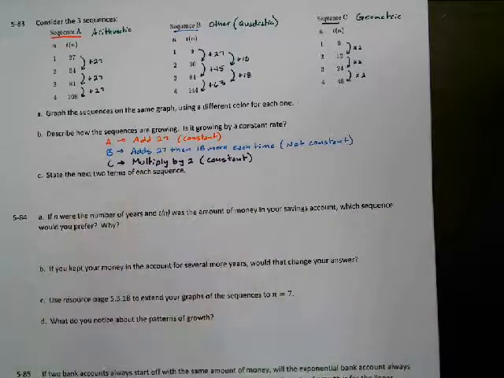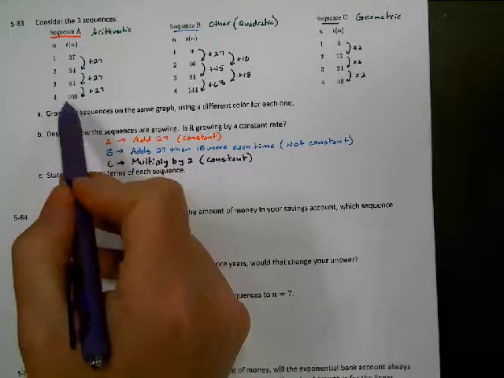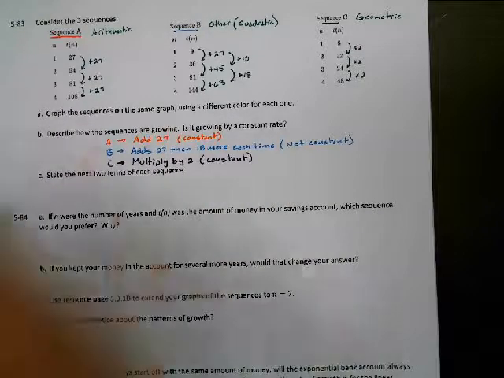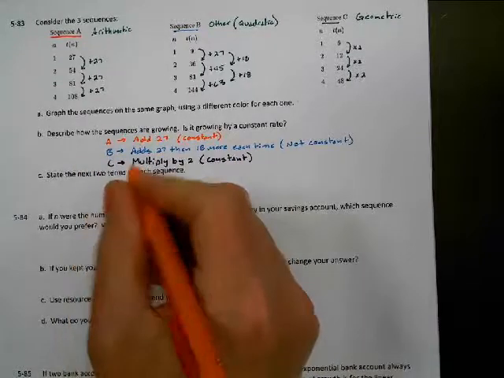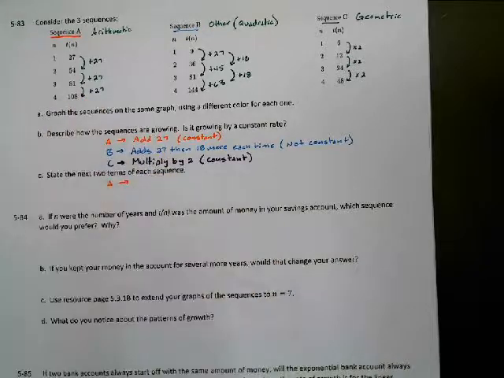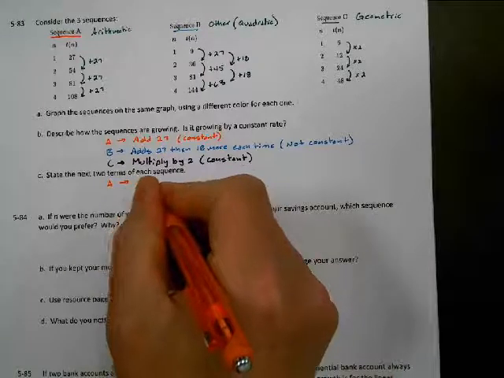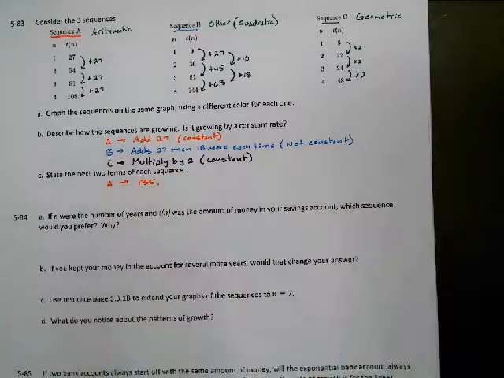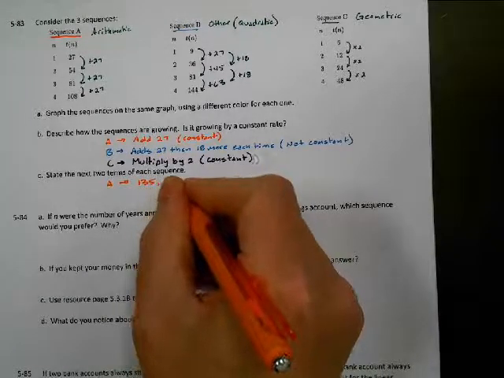State the next two terms of the sequence. Okay, so the next two terms for A, if we're adding 27 each time, we do 108 plus 27 and we get 135. And then the next one, we'd add 27, and we get 162. Those are the next two terms.